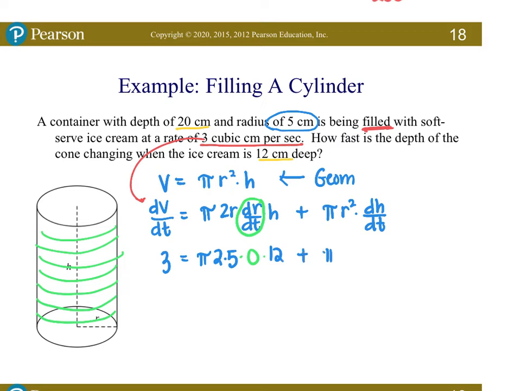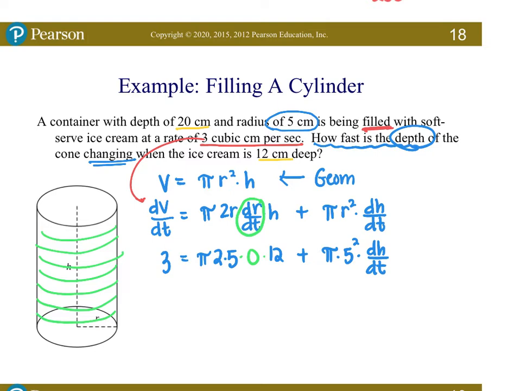Then we also have a pi. We have our r squared, which is still 5. And then dh/dt is what we are going to use to answer the question, because the question is how fast is the depth, and depth being the h and the depth changing being the dt. So that's what we'll be looking for to answer our question.